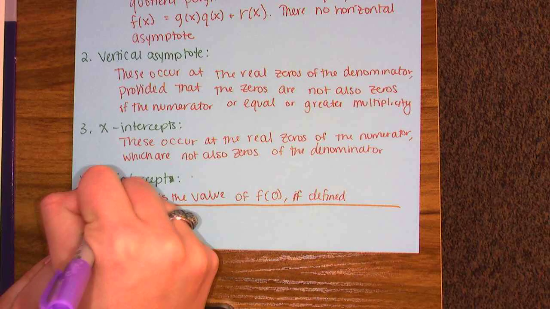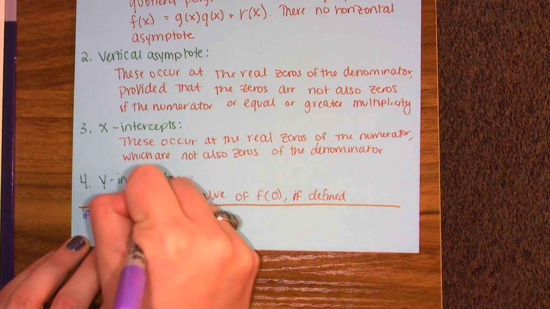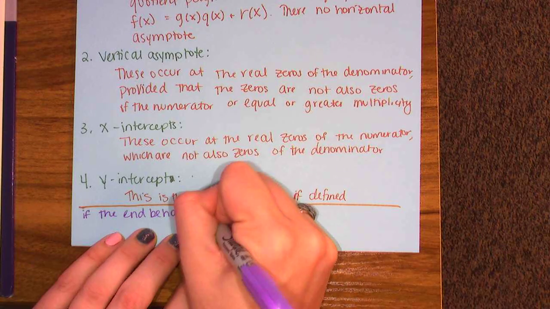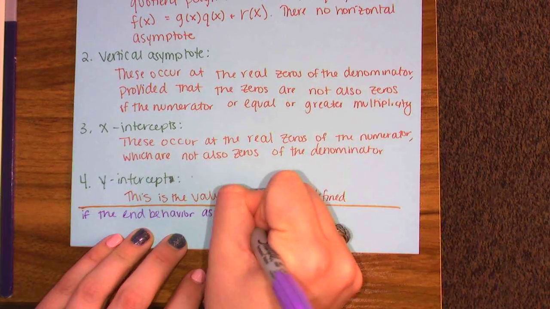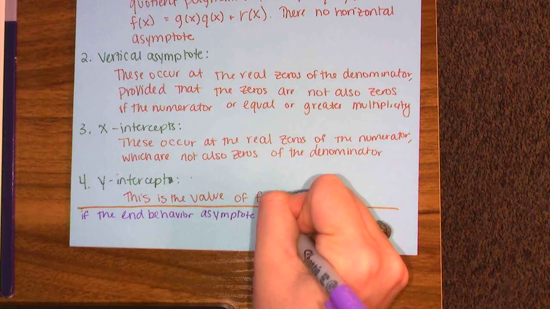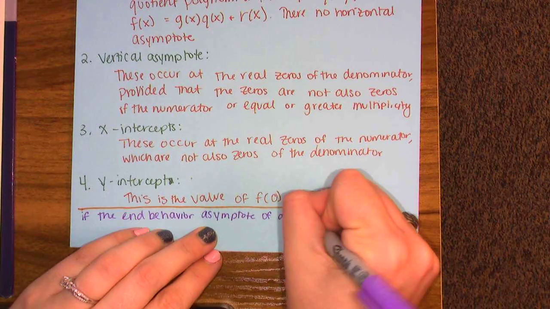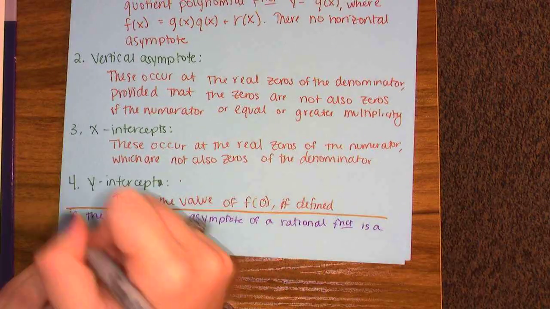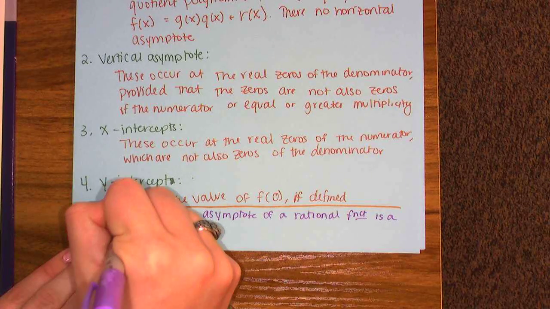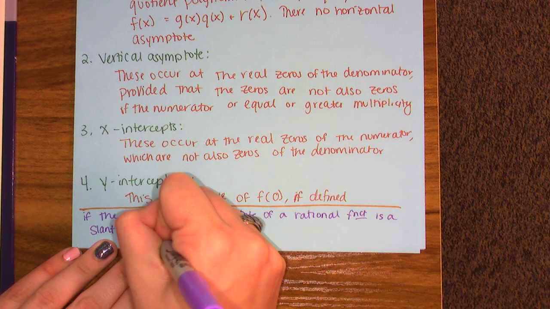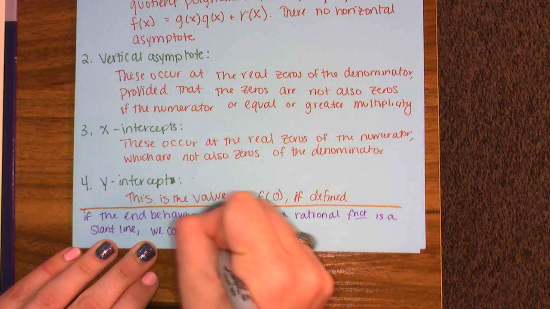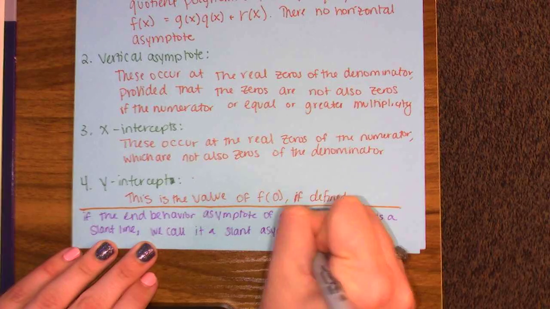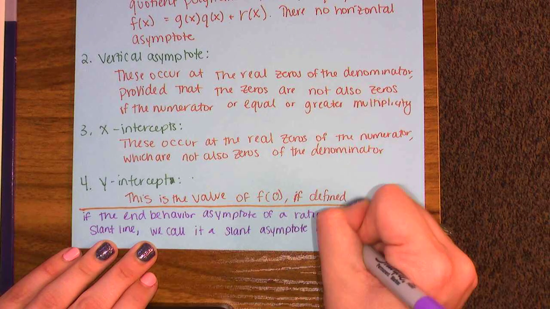If the end behavior asymptote of a rational function is a slant line, we call it a slant asymptote, or oblique asymptote.